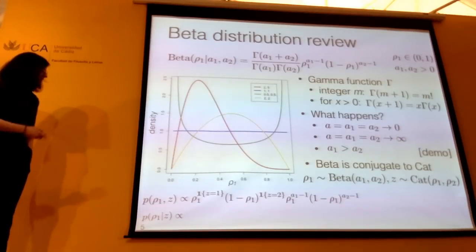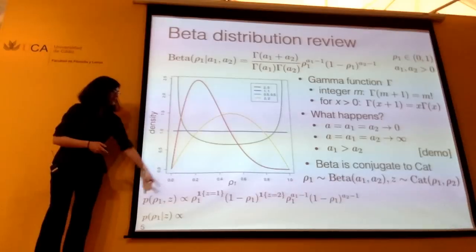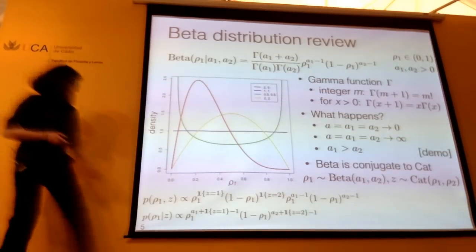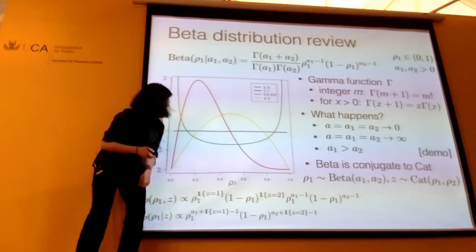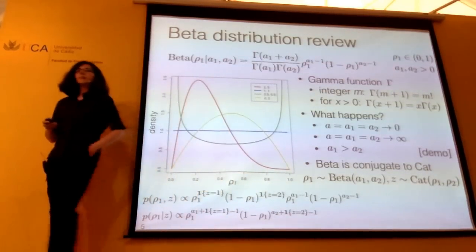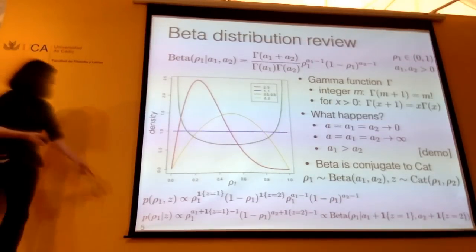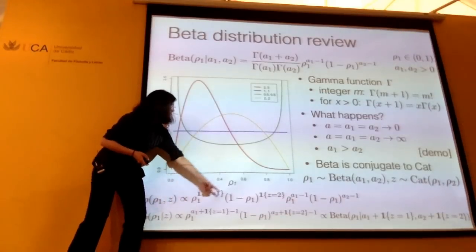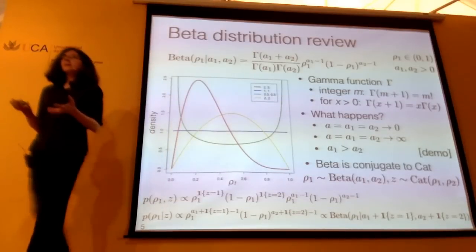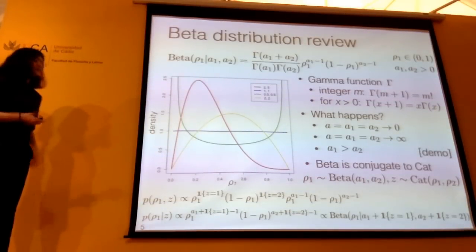Okay, so now this tells me that rho 1 given z is going to be proportional to the same thing, which will be rho 1 to the a1 plus this indicator variable minus 1, times 1 minus rho 1, I'm just taking the thing above and putting it below and recalculating. And the important thing to notice here at this point is that this is the kernel of the beta distribution. That is, it's an unnormalized beta distribution. And so when we normalize it, the result is a beta distribution.